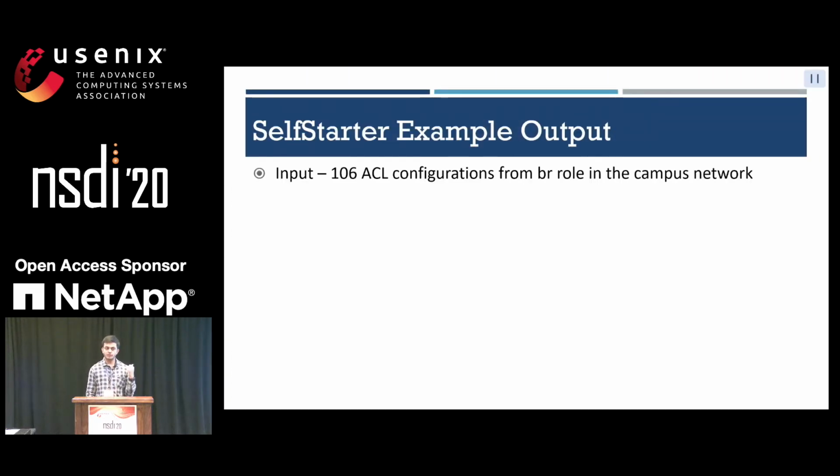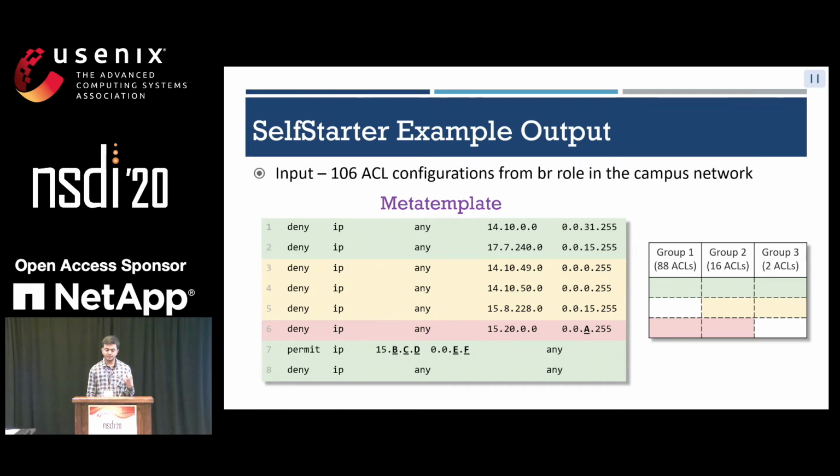As said earlier, the input is 106 ACL configurations from the BR role in the campus network. For network operators to easily compare templates, we combine all the 3 inferred templates into a meta template. A meta template is a concise representation of the 3 inferred templates, highlighting their commonalities and differences. A meta template is a sequence of parameterized configuration lines. Capital letters like A and B are parameters representing values that differ across ACLs that contain the corresponding line. The meta template is complete. Every line that appears in some ACL is represented by a line in the meta template.